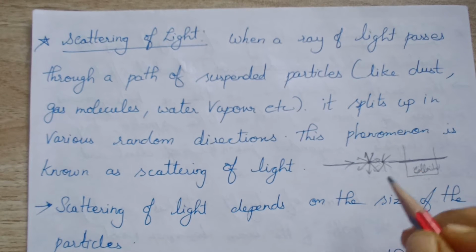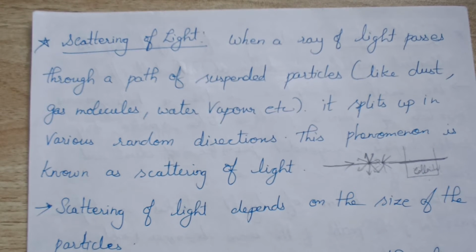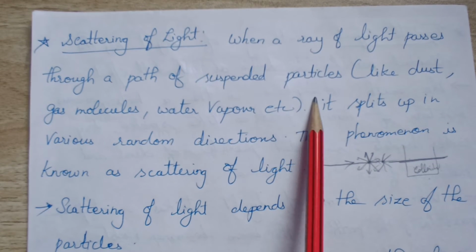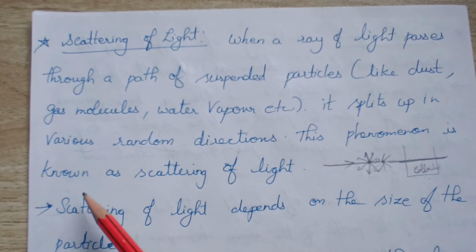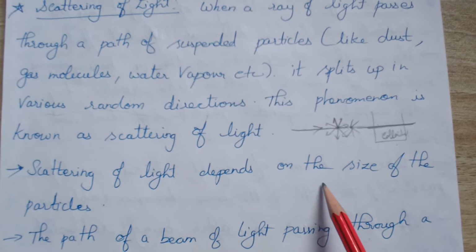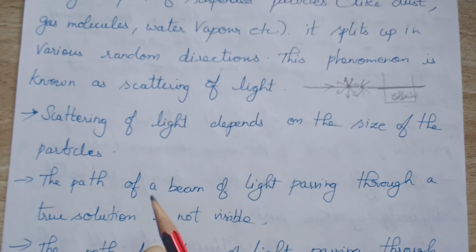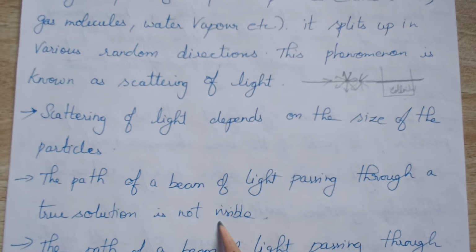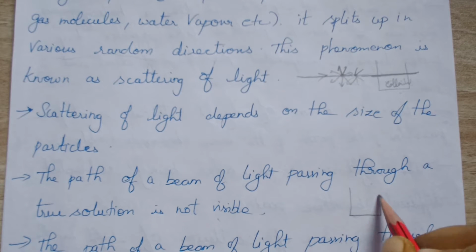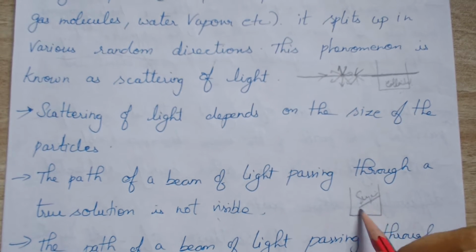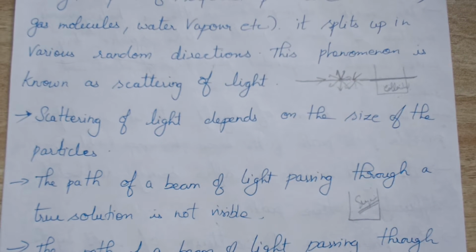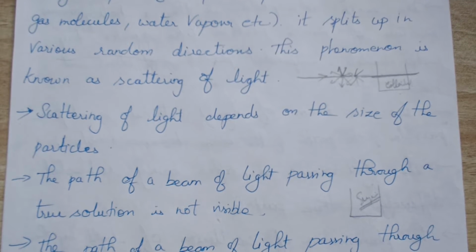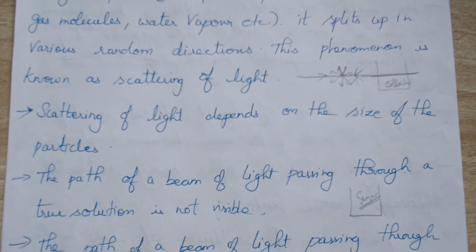If the particles are very, very tiny, we are not able to see the scattering of the light. So when a ray of light passes through the path of suspended particles like dust, gas molecules, water vapor, etc., it splits up in various random directions. This phenomenon is known as scattering of light. I already told you that the scattering of light depends upon the size of the particles. The path of a beam of light passing through a true solution is not visible. True solution means what? If in a glass of water you mix sugar, then it is a true solution. There are only tiny particles present there, which are very, very small to scatter the light. We are not able to see the scattered light by the tiny particles.